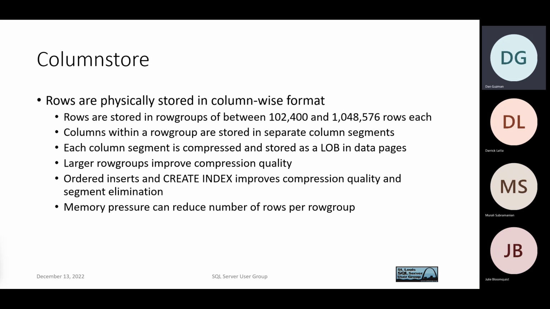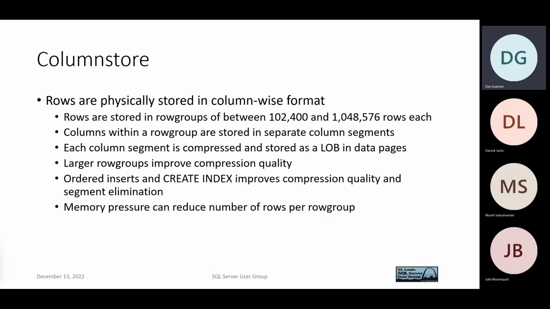Order matters when it comes to inserting into the columnstore. If you can insert the data in a particular order, it can improve the compression quality. New in SQL Server 2022 is an order option on the create index statement that allows the rows to be sorted as they're being loaded into the columnstore, which improves the amount of compression it can do, as well as segment elimination that I'll discuss in the upcoming slides.